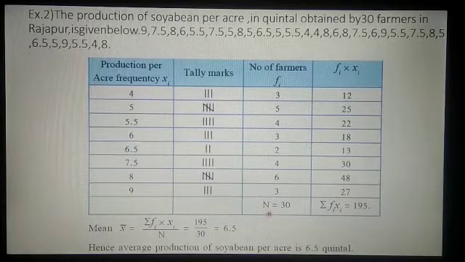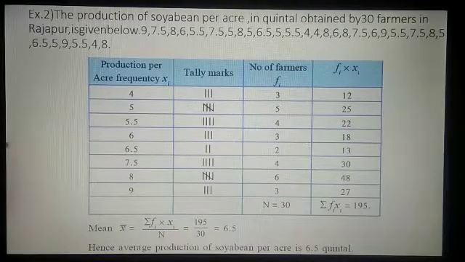Now total frequency n is equal to what? 30. It should be 30 because the number of farmers is 30. And the sum of all the products, that is sum of fi into xi, is equal to 195. Now we have to find the mean. Mean x bar is equal to sum of fi into xi upon n. So 195 upon 30 is 6.5. Hence average production of soybean per acre is 6.5 quintal.